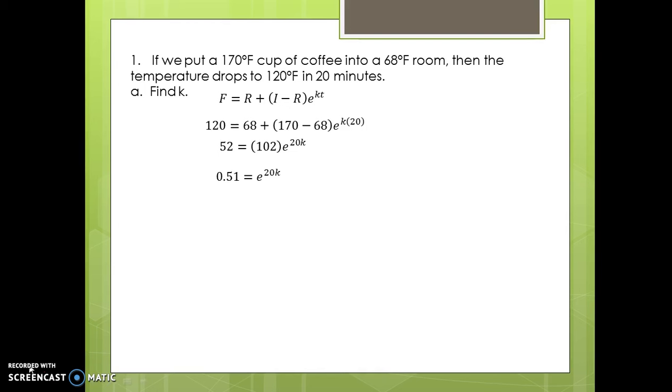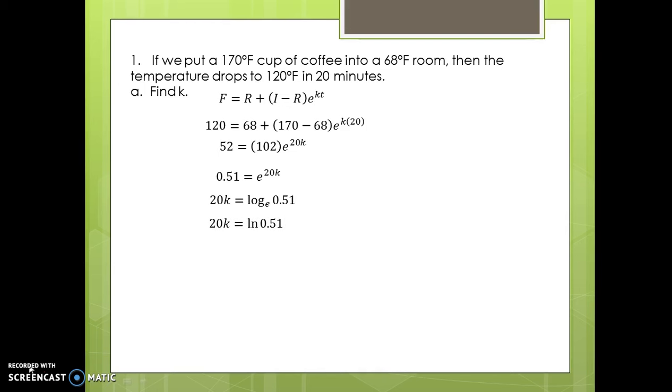Now, just like we've done before, the variable that we want is in the exponent, so I'm going to have to change it to logs to find out what it is. So the base is going to stay the base, and the other two things switch sides. So e was my base, and it continues to be my base, and the 0.51 and the 20K switch sides of the equal sign.